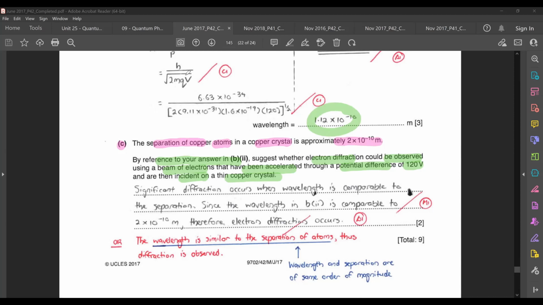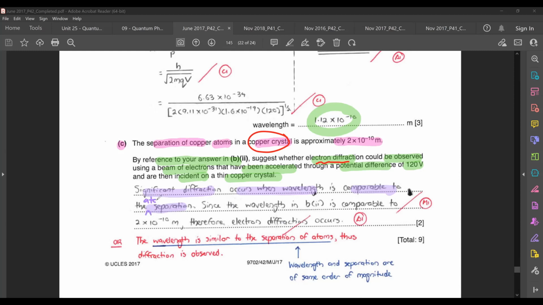The one described in your notes was using a thin graphite film, but this one, they want to use a copper crystal instead. So they want to know whether you would be able to see the same electron diffraction pattern as you would with a thin graphite film. One of the things I mentioned just now is that if you want to observe the diffraction pattern, you need to have significant diffraction. Significant diffraction only occurs when the wavelength is comparable to your atom separation.